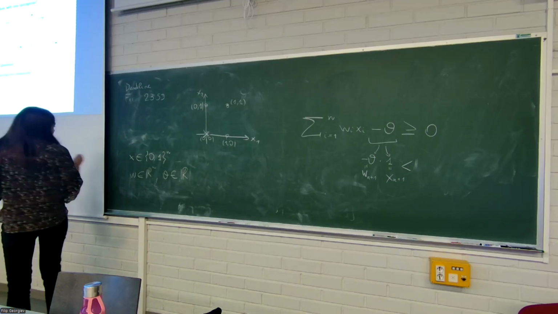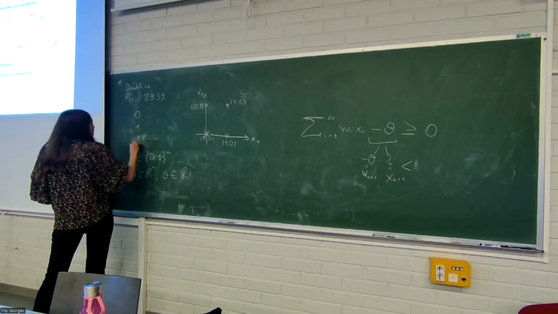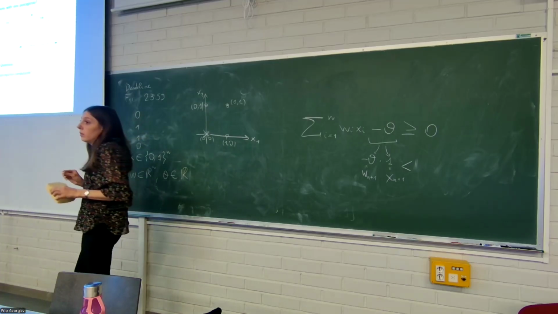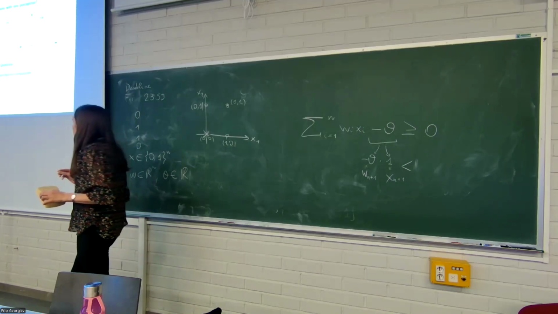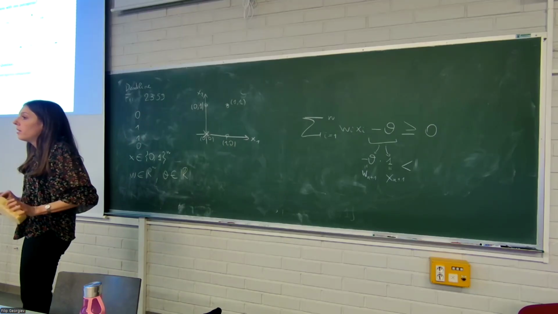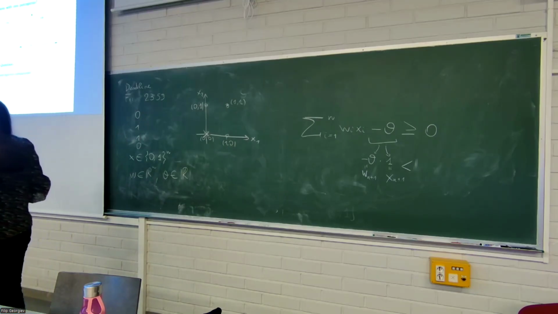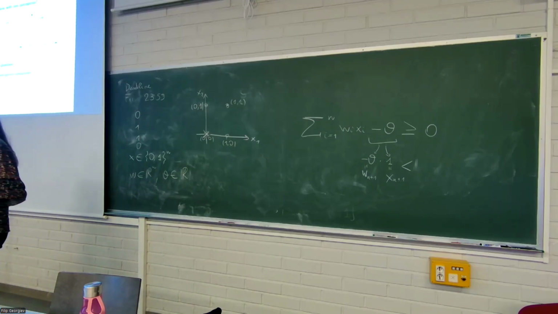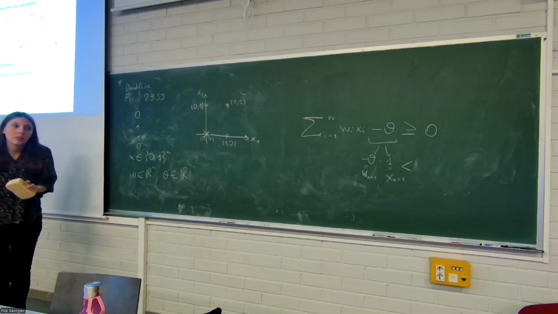Exclusive OR has this truth table, right? I just want either x1 or x2. I don't want both. I don't want none. So which ones of these functions are perceptron computable? For example, is the OR perceptron computable?